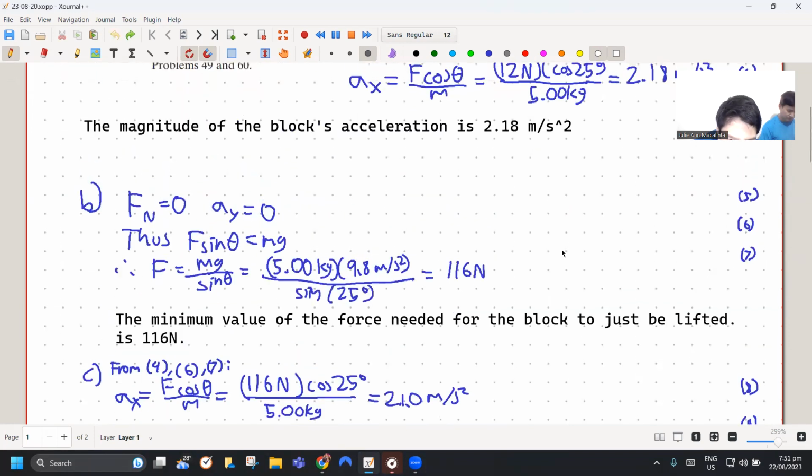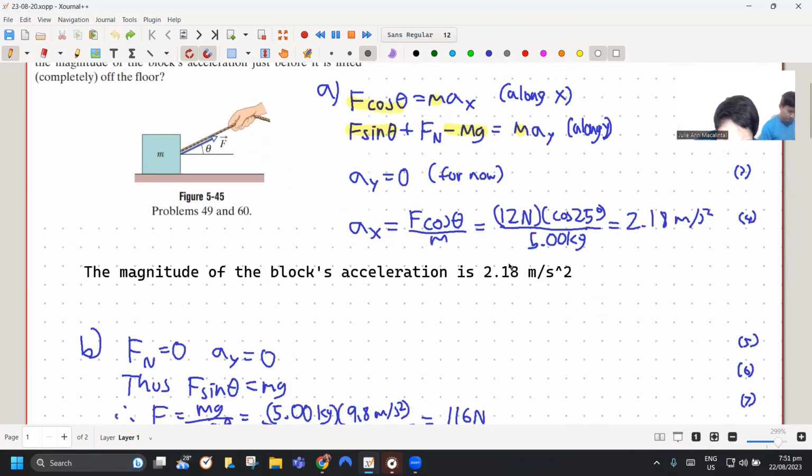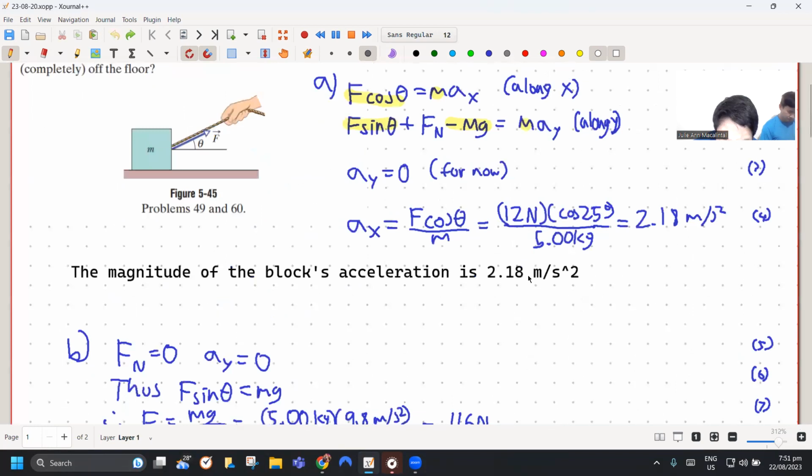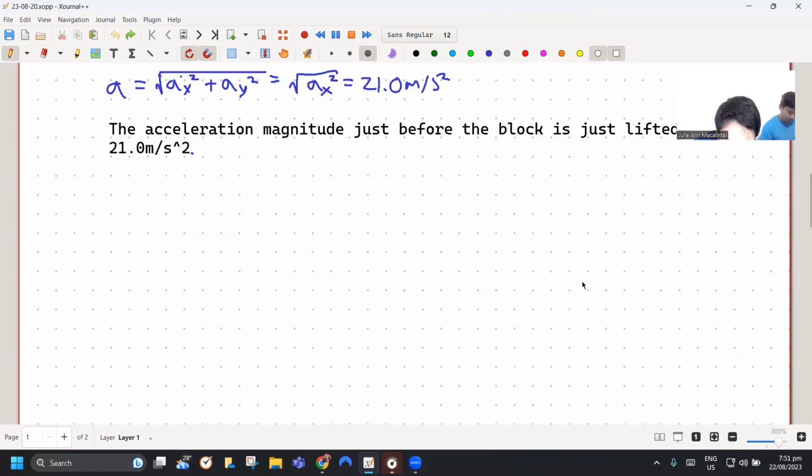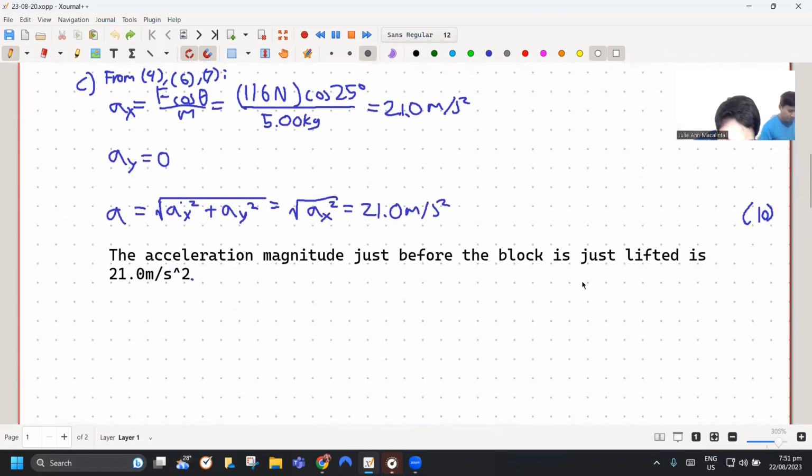So that's A. The magnitude of the block's acceleration is 2.18 meters per second squared. And then for B, the minimum value of the force needed for the block to just be lifted is 116 newtons. And finally, for C, the acceleration magnitude just before the block is lifted is 21.0 meters per second squared.